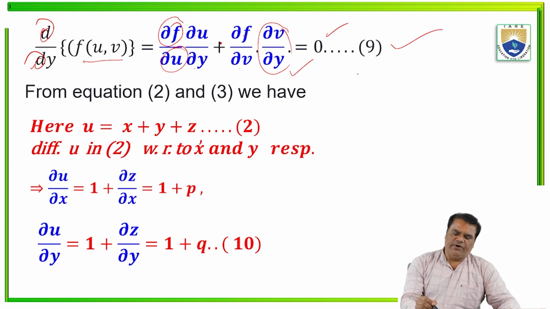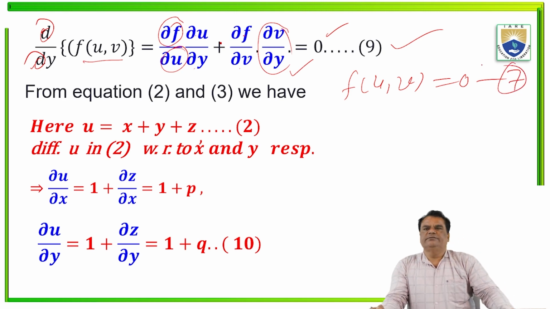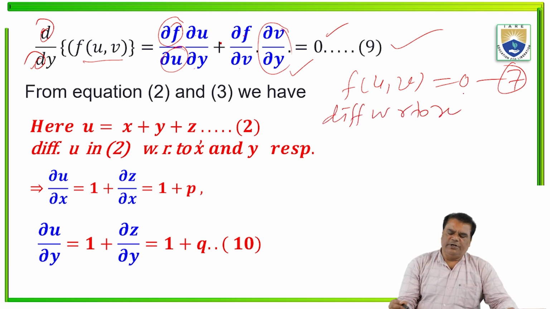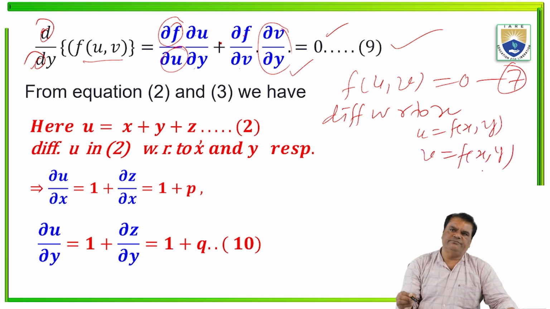Here the function given is f(u, v) equal to 0, this is equation 7. So here we want to differentiate with respect to x. But u is a function of x and y, and v is also a function of x and y. So we want to differentiate with respect to x.